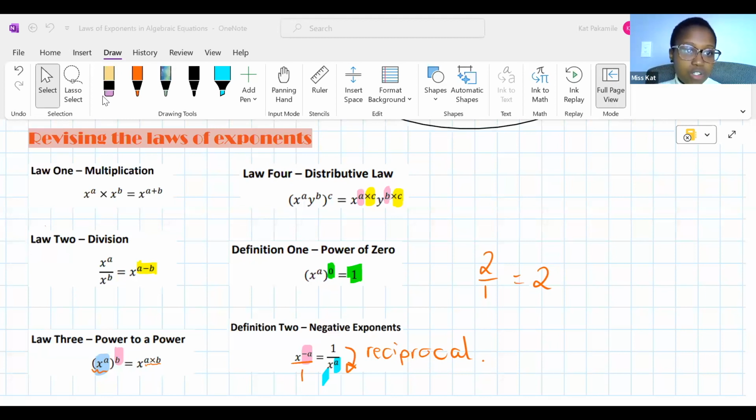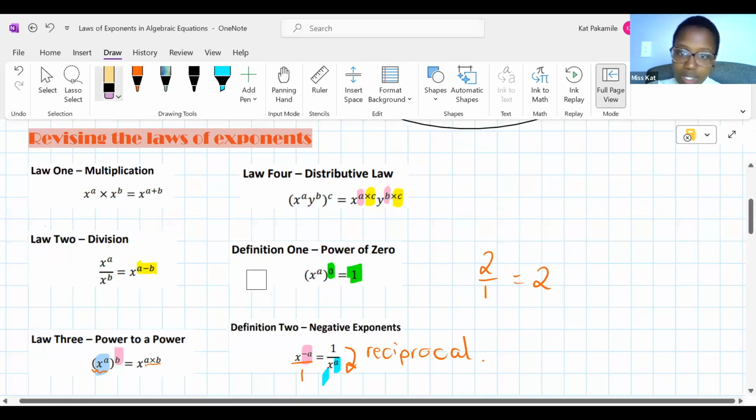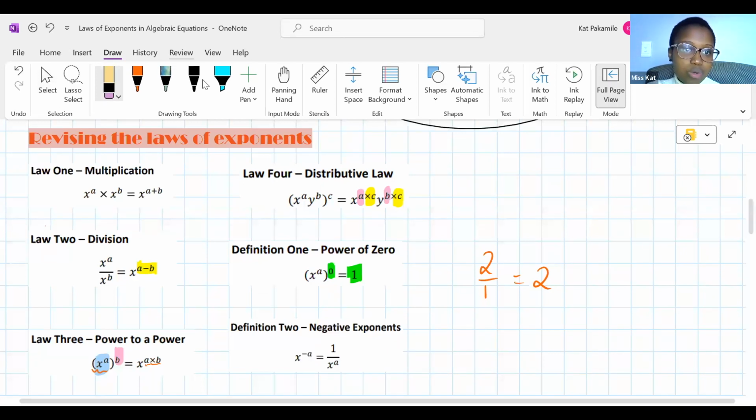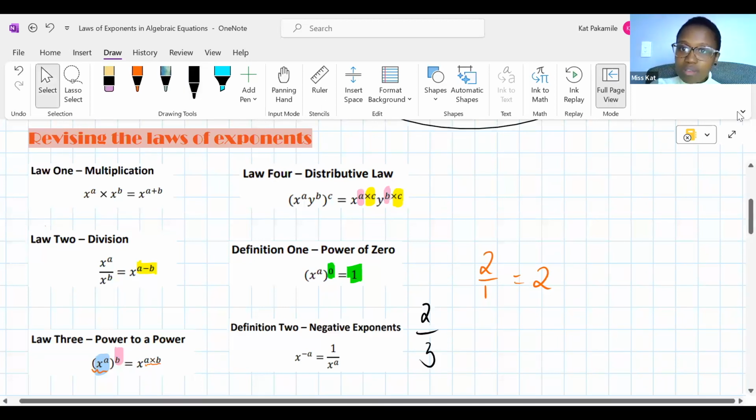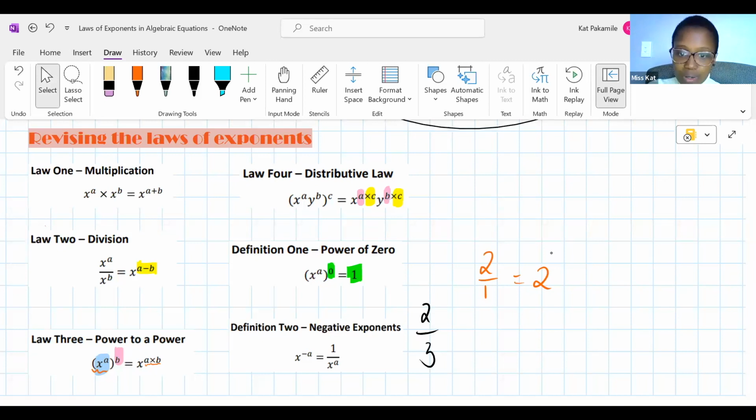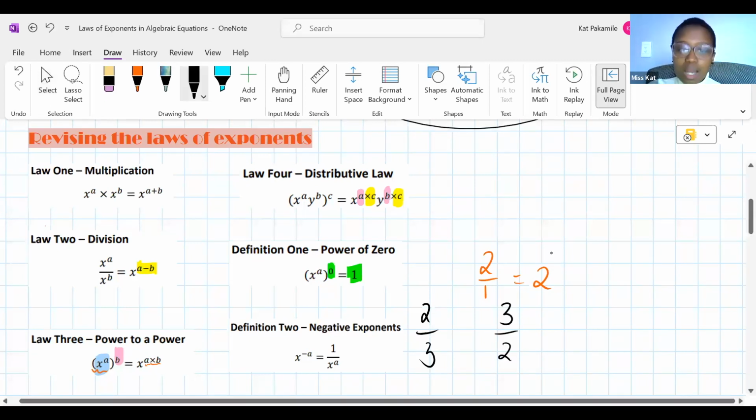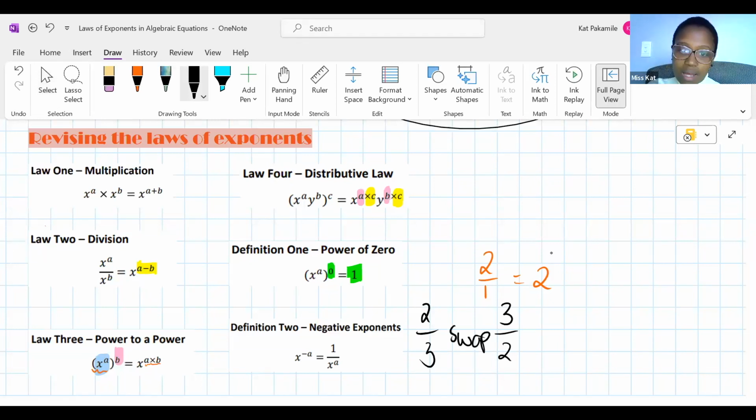Okay, so the last one, Lunati says, if you have a negative exponent, you do the reciprocal. Remember, reciprocal means you swap them around. So if I have 2/3, okay, that is a fraction, right? The reciprocal of that would be 3/2. So it just literally means swap the denominator and the numerator. That's what you did, right?